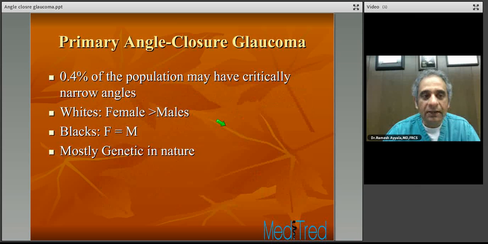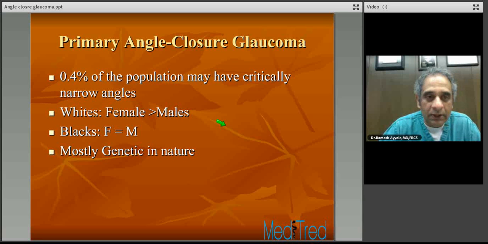Okay, so let's go through some information about primary angle closure glaucoma that you need to know. 0.4% of the population may have critically narrow angles. In the Caucasian population, it's more likely to happen in females compared to males, whereas in the African American population, there's no sex predilection.